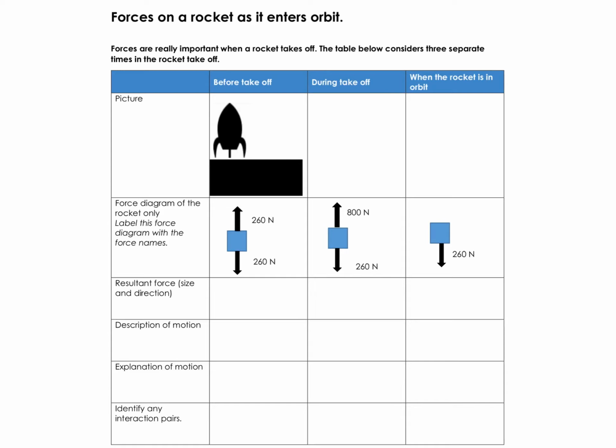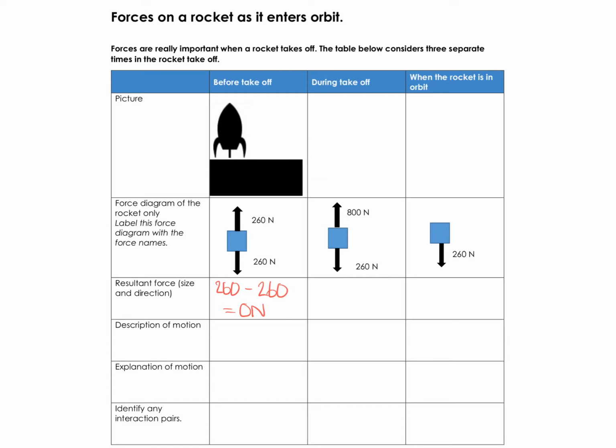Once you've done that, you can then think about resultant force, size and direction. So if you've got these two forces acting on an object, to work out the resultant force, which is what we're doing here, I'll do this one for you. You take both forces and you subtract them. We've got 260 newtons up, subtract 260 newtons down, gives you 0 newtons. So the resultant force for when the rocket is stationary before takeoff is 0 newtons.